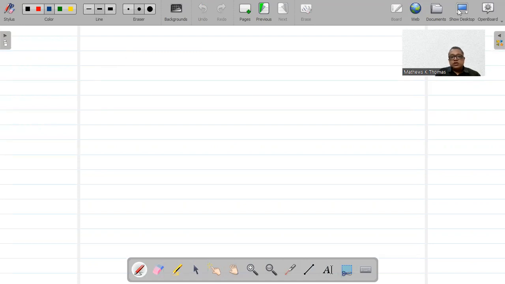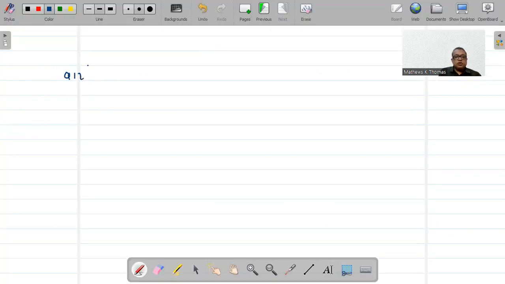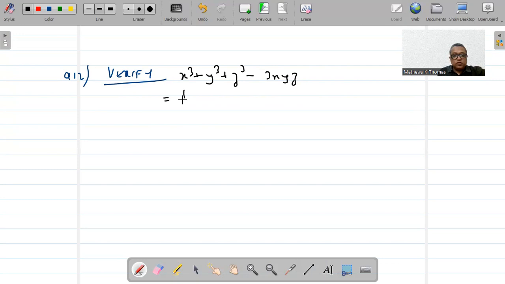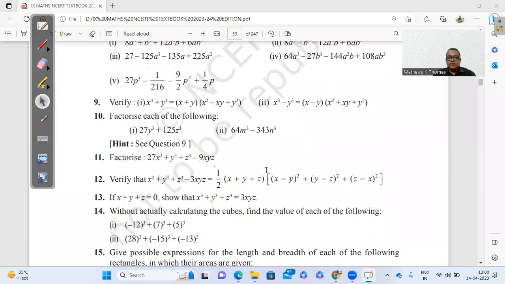So the question is question number 12, verification. Verify x cube plus y cube plus z cube minus 3xyz. I have to prove it is the same as half into (x plus y plus z), first bracket (x minus y) whole square, second bracket (y minus z) whole square, third bracket (z minus x) whole square. This is the question, right? We have to verify that this and this are the same.